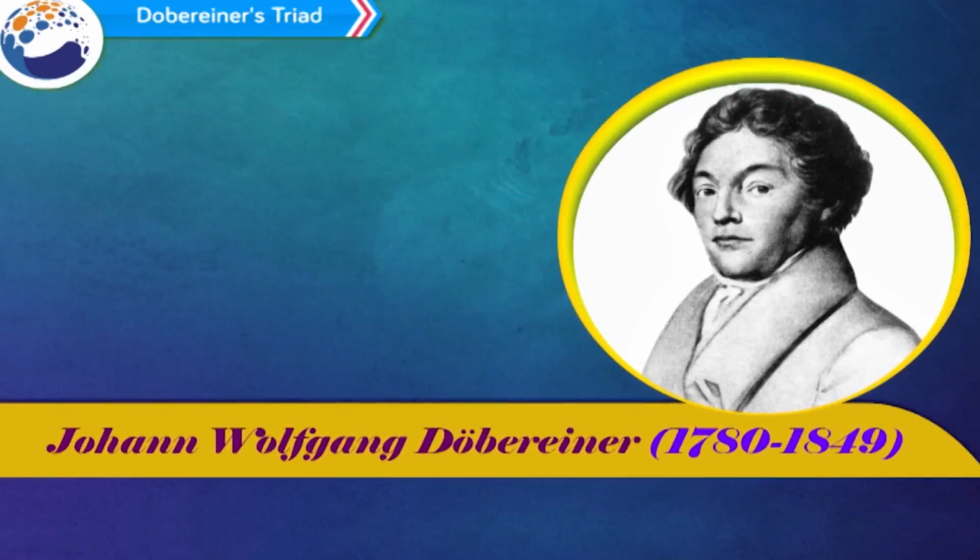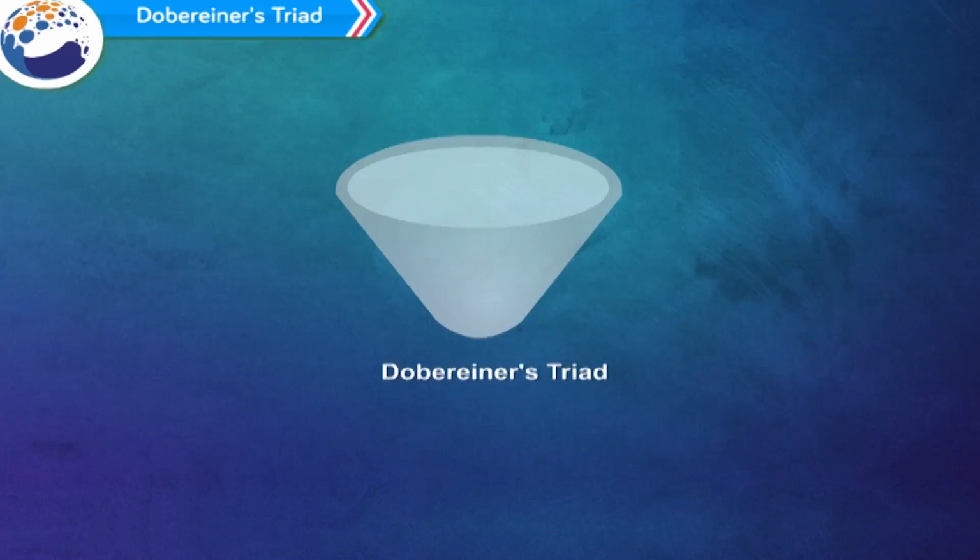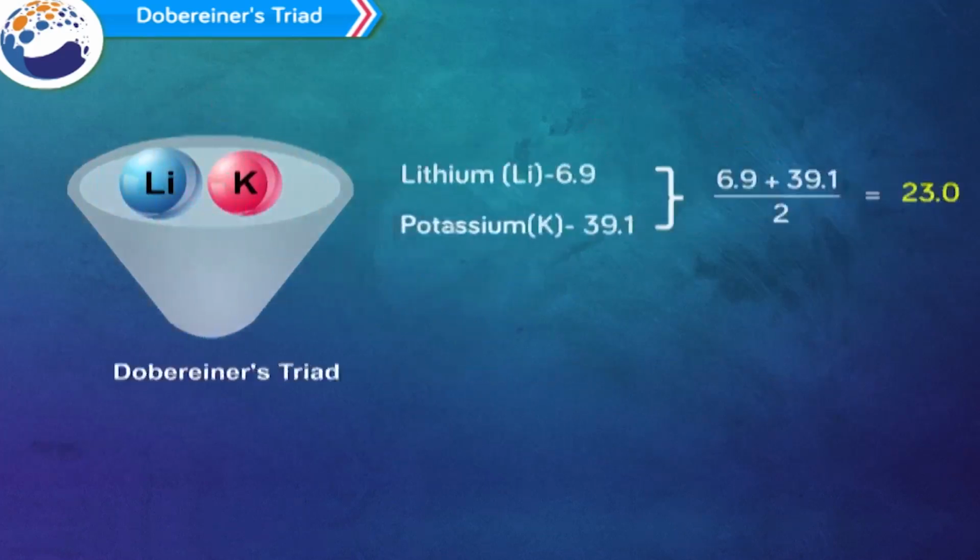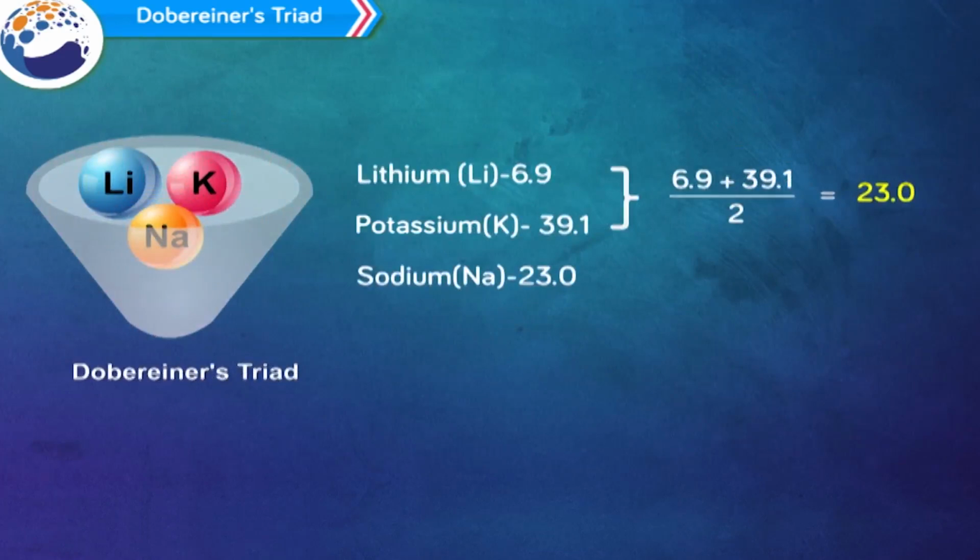Johann Wolfgang Dobereiner was a German scientist. In 1817, he put forward the relationship between elements and their atomic masses. Dobereiner's triads. He assembled three elements having similar chemical properties and named them triads. Here, atomic mass played an important role. These elements were arranged in increasing order of atomic masses. In a triad, the middle element was the arithmetic mean of the atomic masses of the other two elements.